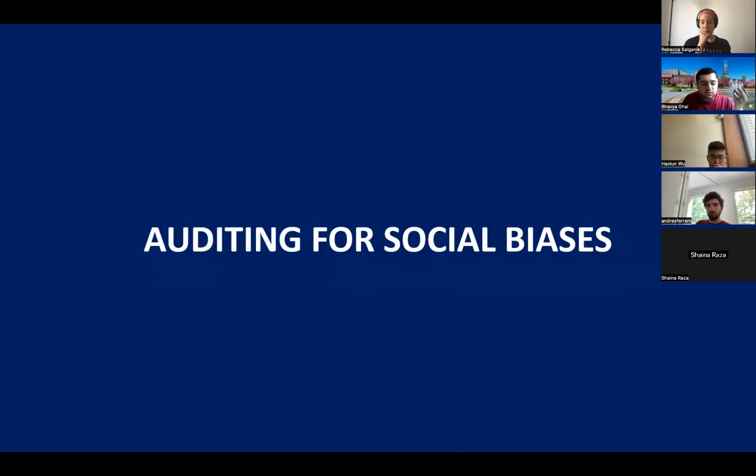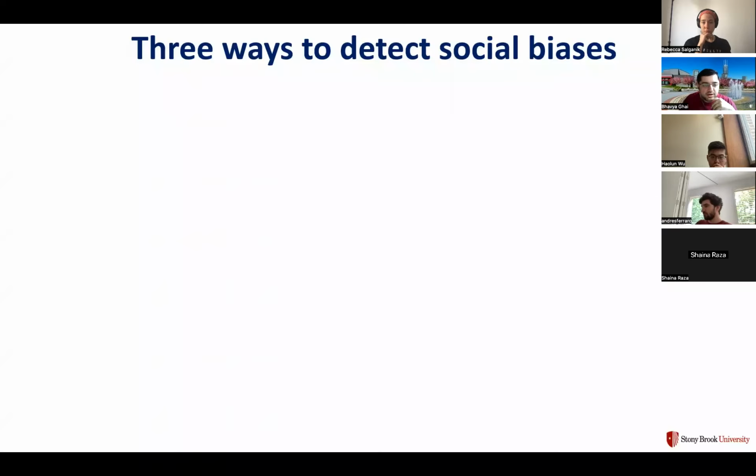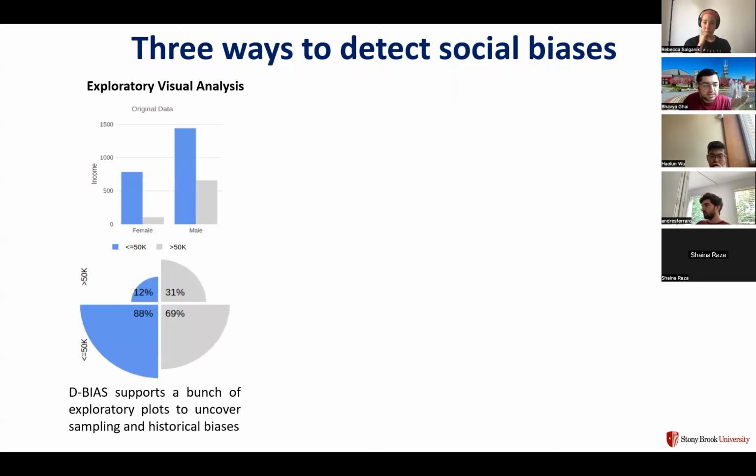So now let's go for the third stage, which is auditing for social biases. Once we have a refined causal model, we can now try to identify social biases, and there are three ways in which DeBias supports this process. First is by means of exploratory visual analysis. So DeBias supports a whole bunch of visual charts which show the univariate or bivariate distribution between different columns to show if there is any disparity or not.